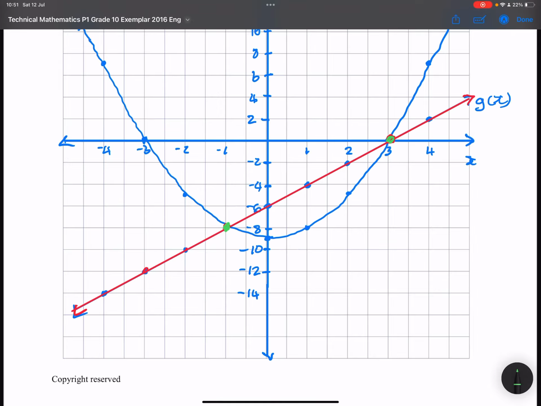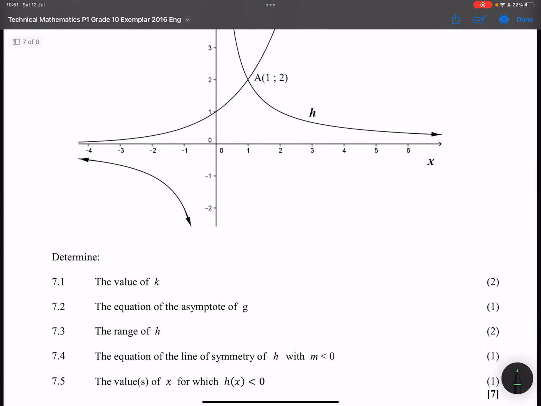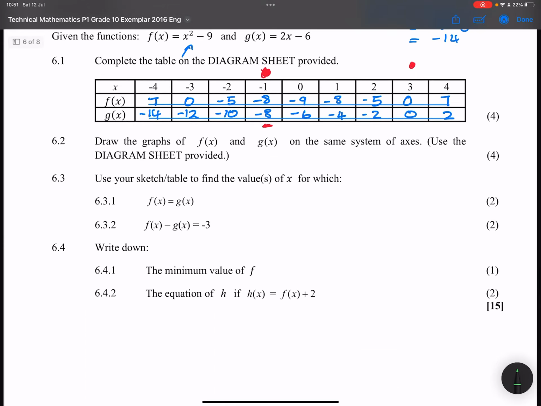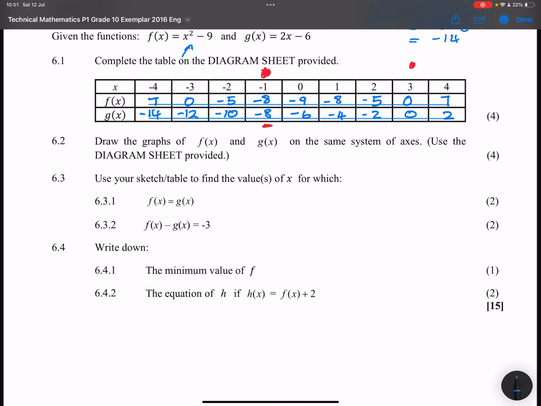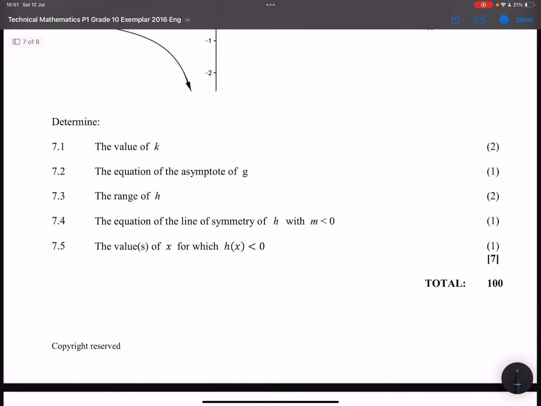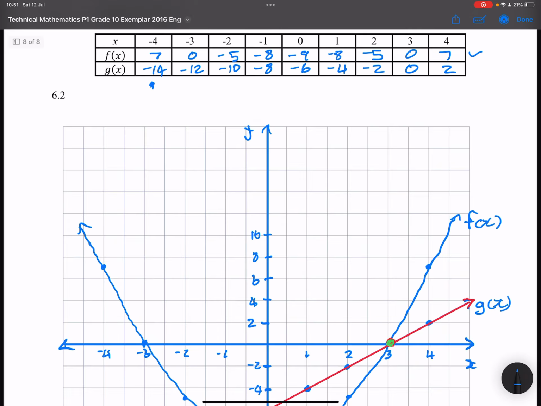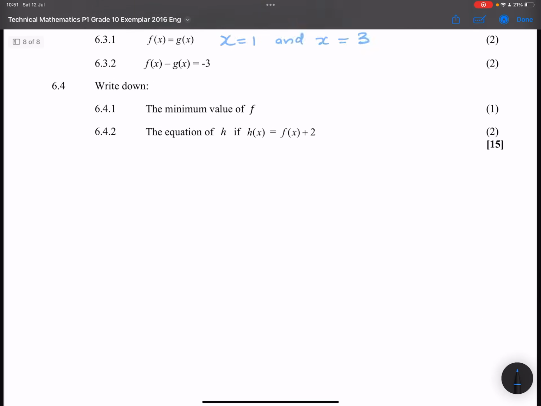That's the common point. So we can answer that and say, well, this is where x is equal to -1 and x is equal to 3. All right, so that is really how the cookie crumbles. Again, ladies and gents, that's exactly where the graphs intersect.